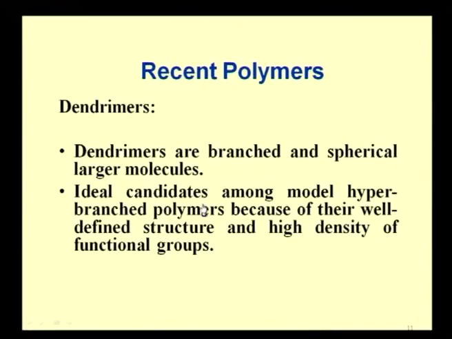So, among the model hyper branched polymers, the dendrimers are supposed to be the more ideal candidates, because of their well defined structures and high density of functional groups. Naturally, these dendrimers have a well refined, perfect, predictable structure, along with a number of branches arranged to them, which has a predictable density of the different functional groups that are available at the terminal ends of the dendrimer units.